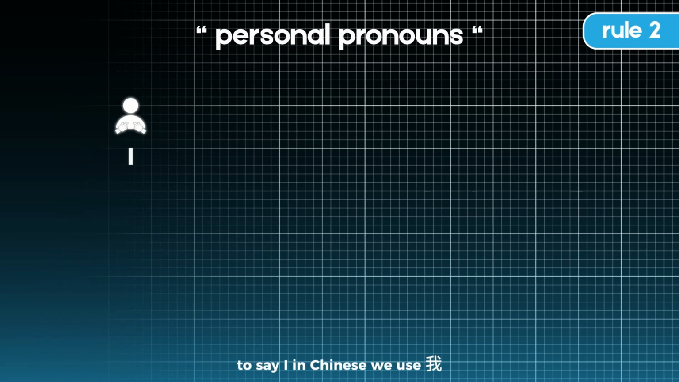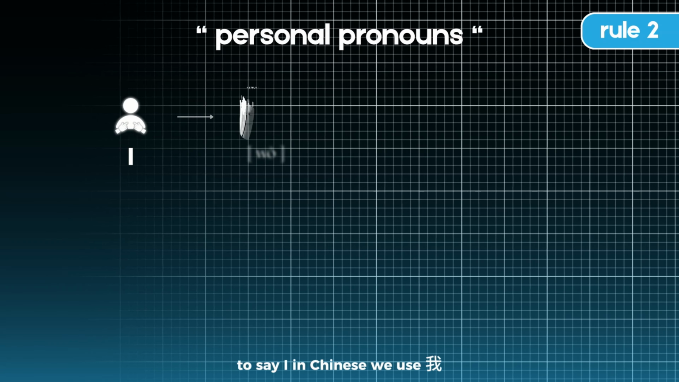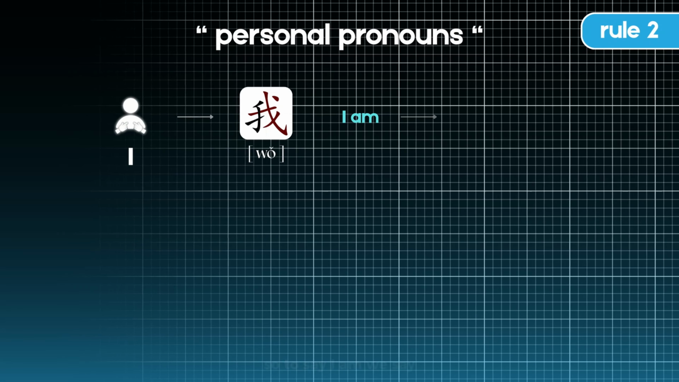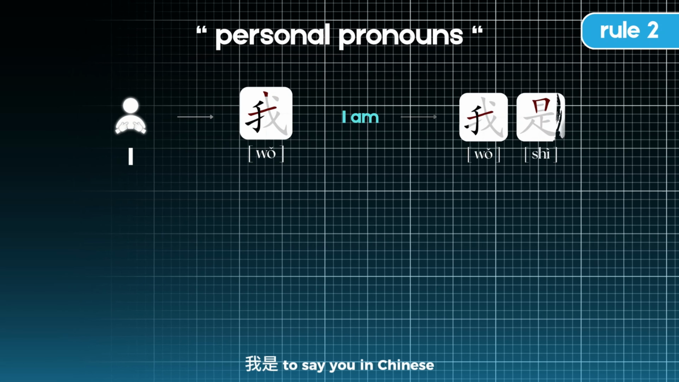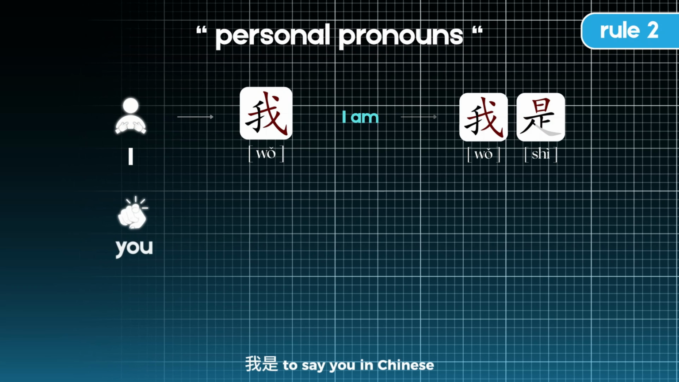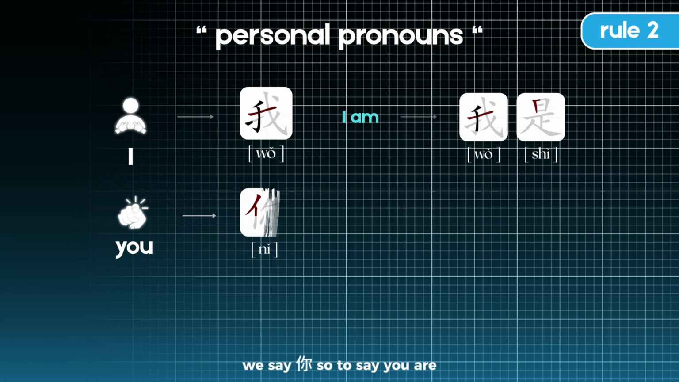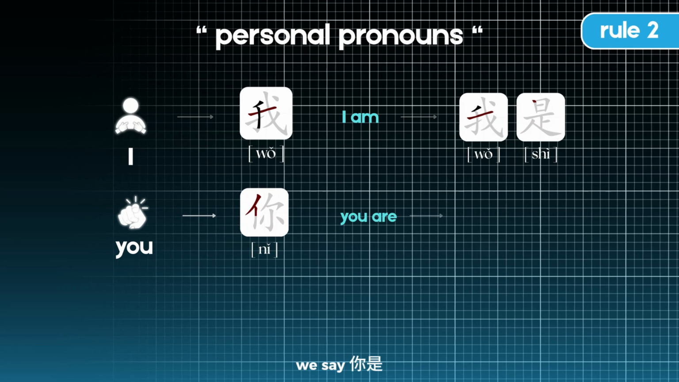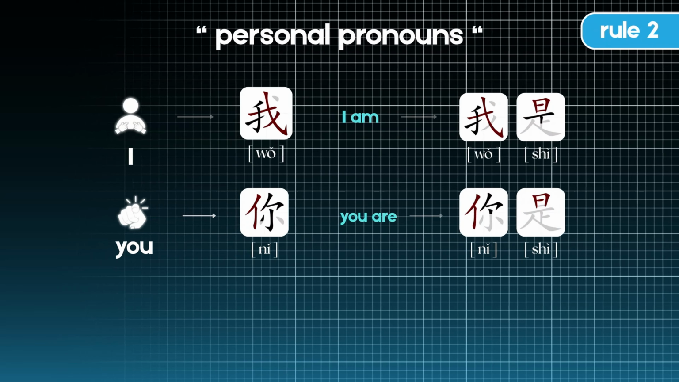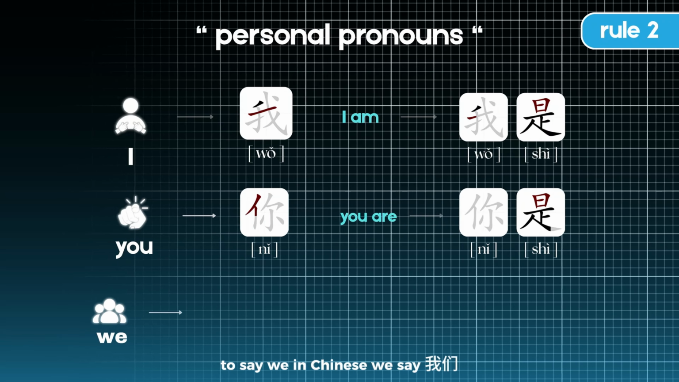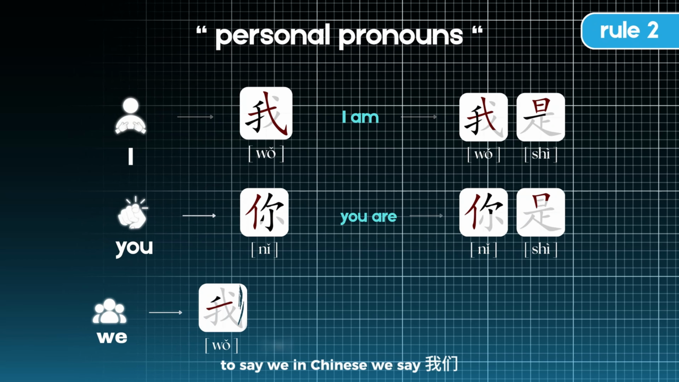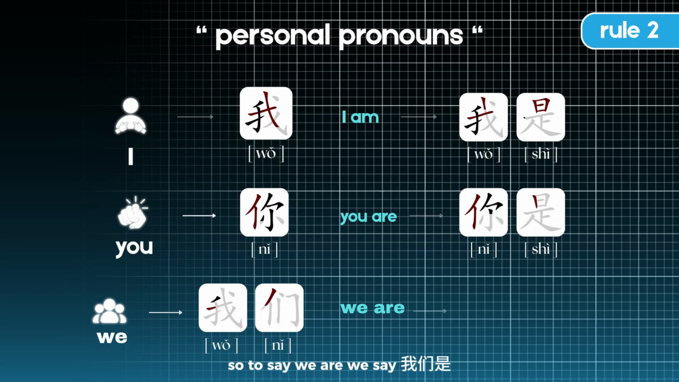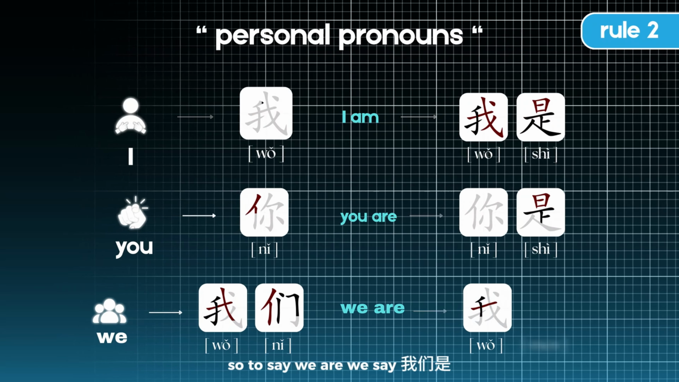To say I in Chinese, we use 我. So to say I am, we say 我是. To say you in Chinese, we say 你. So to say you are, we say 你是. To say we in Chinese, we say 我们. So to say we are, we say 我们是.